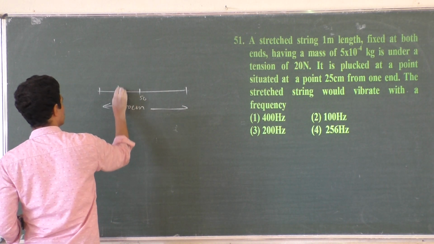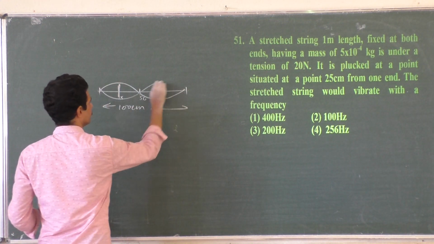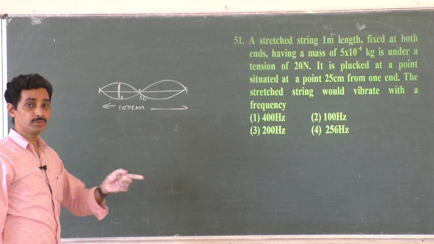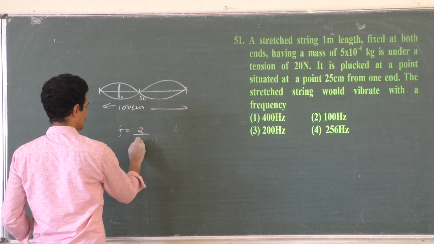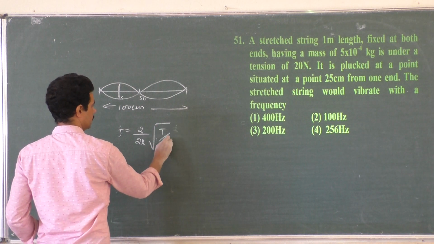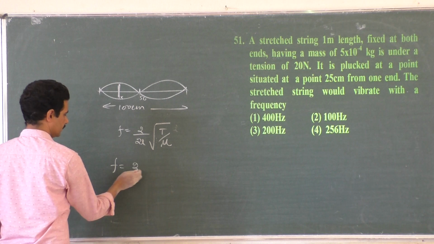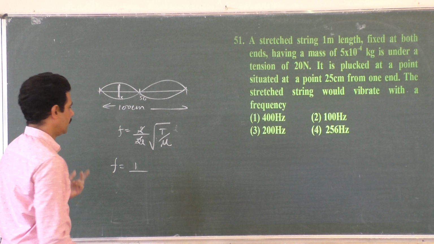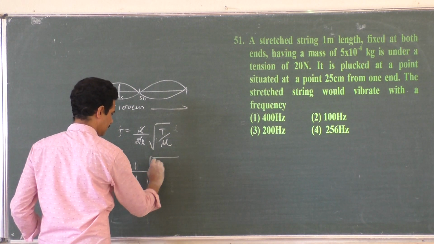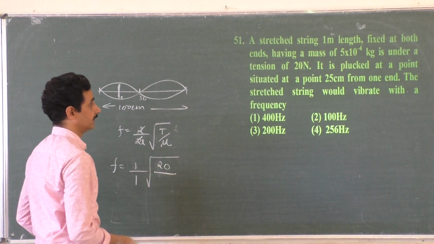If it is plucked here, it should vibrate with maximum amplitude here. That means it should vibrate in 2 loops. If it vibrates in 2 loops, it is 2 times the fundamental. So what is the frequency of vibration? 2 by 2L into square root of T by mu. Everything is given. F is equal to 2 by 2, which gets cancelled, 1 by L. What is L? 1 meter, square root of T. Tension is 20, by mu, mass per unit length.